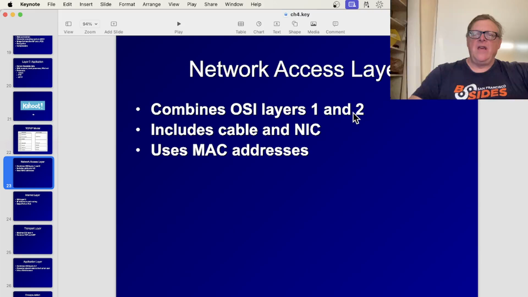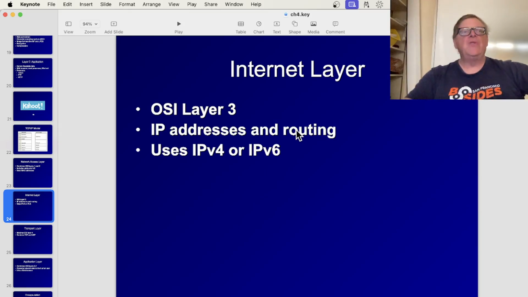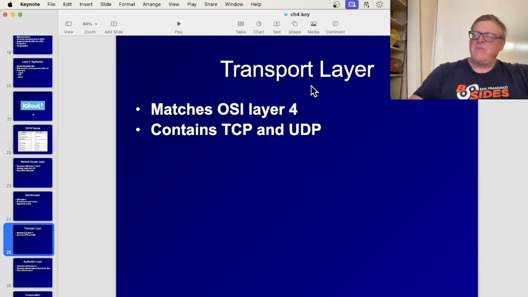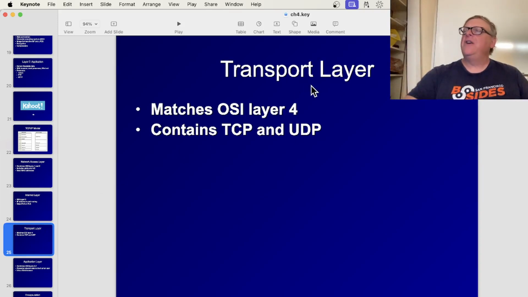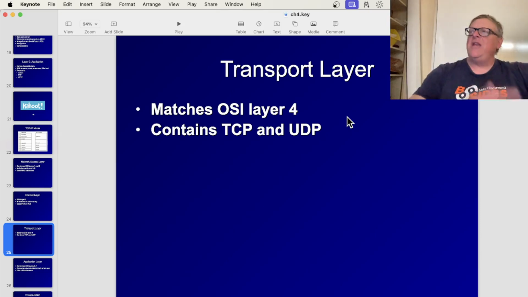So the lower layer combines 1 and 2. This includes cable and the network interface card, and therefore uses MAC addresses. The internet layer is OSI layer 3, so it has IP addresses and routing. So just like before, this is the thing that transports your packets a large distance to find the geographical location of the thing you're talking to. And a transport layer is what chooses which process on the server you're trying to reach. Once you reach a server, it might be offering several services, and the TCP or UDP port is how you determine which service you're talking to. 80 for HTTP, 443 for HTTPS, and so on.